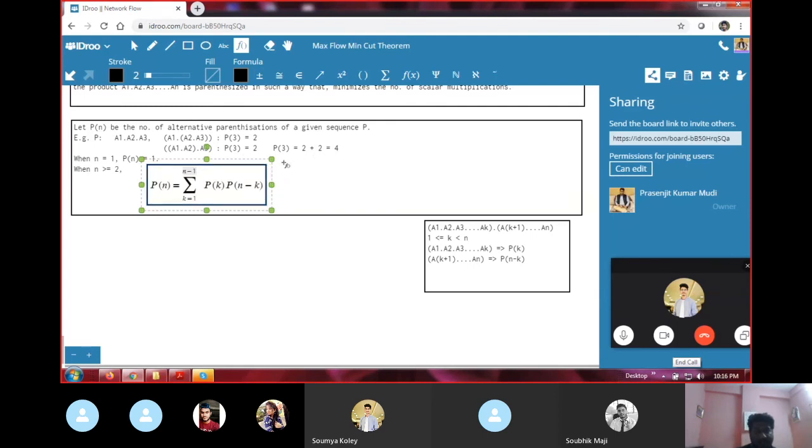And from this model you can simply understand that it is nothing but a recursive problem.